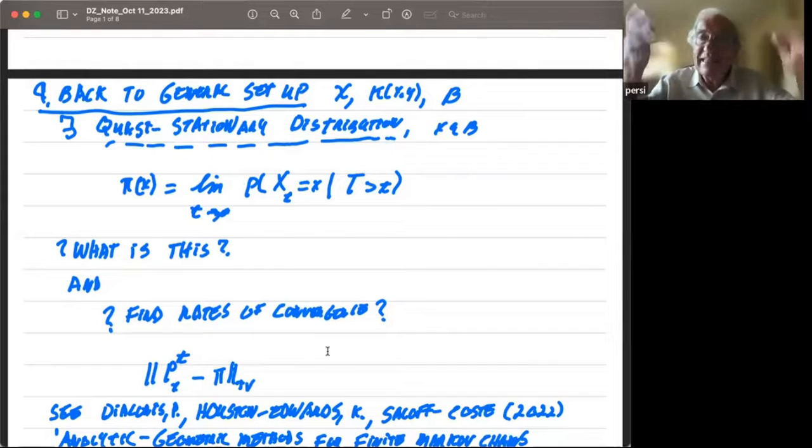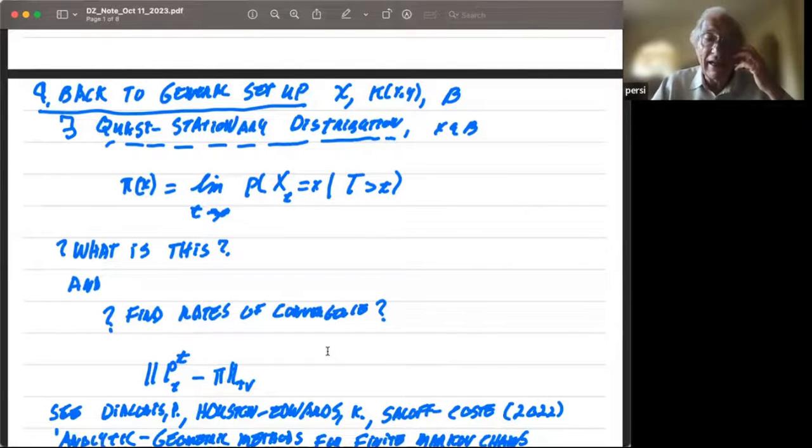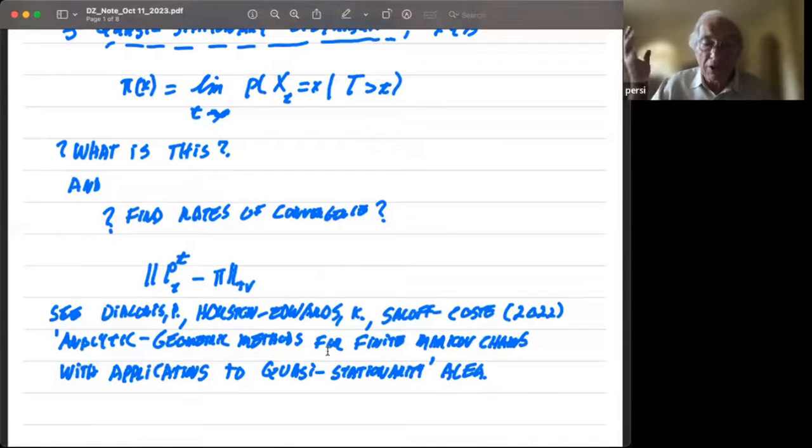That's another set of questions about absorbing Markov chains in general, and of course for gambler's ruin in particular. And I wrote a long paper, long as in 120 pages, with Kelsey Houston-Edwards and Laurent Saloff-Coste, which is called Analytic Geometric Methods for Finite Markov Chains with Applications to Quasi-Stationarity. And it's published in an online journal called Annales Henri Lebesgue. And it's on my homepage, and it's on the arXiv, and it's soon to be a major motion picture.